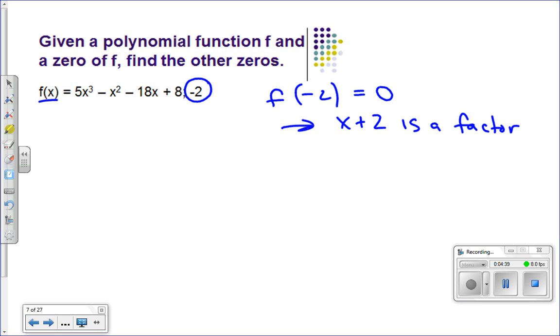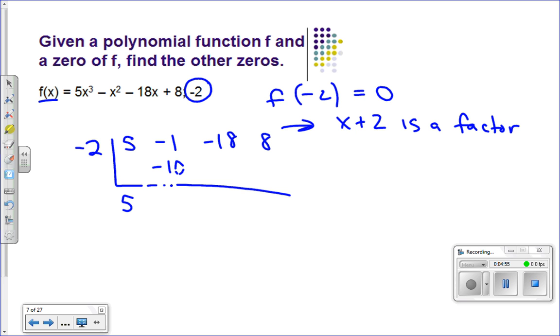Let's do that. Let's use synthetic division. Let's put a negative 2 on the outside, and let's divide that by 5, negative 1, negative 18, and 8. So let's see, we did this yesterday. We're going to bring down the 5. We're going to multiply to get negative 10.